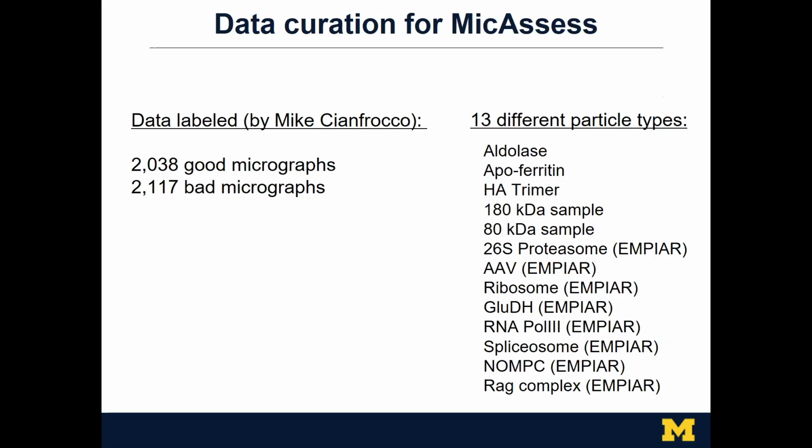The training data of MicAssess is labeled by Mike Sanfrocco, my PI himself. The current version has a total of about 4,000 micrographs combined, and the training process is done with some data augmentation. In the next version of MicAssess that we are planning, the training data set will be much larger. But even for these 4,000 micrographs, they come from 13 different particle types. There are some EMPIAR data and also some in-house data, with different particle shapes and sizes. And the data sets also have tilted data and untilted data.